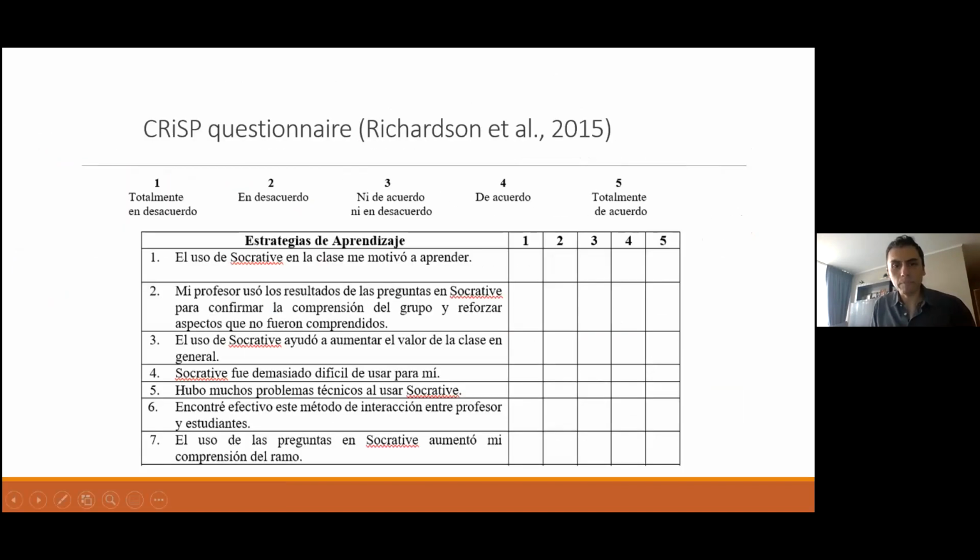This is a sample of some of the items in the questionnaire. As you can see, this is a 5-point Likert scale from totally disagree to totally agree. Each of these items refers to a specific component. For example, item 4 here, Socrative, fue demasiado difícil de usar para mí, belongs to the usability component.